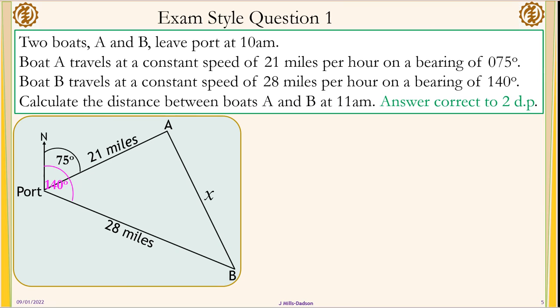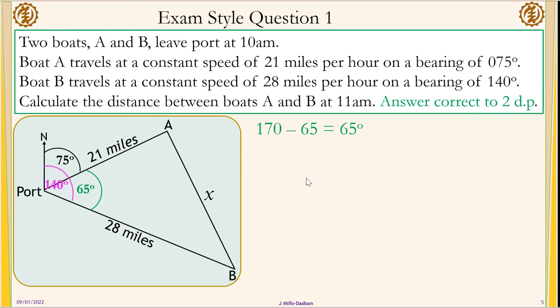Okay, so this is the sketch of the problem. This is the port. Boat A, 21 miles away from the port, bearing 75 degrees. Boat B, 28 miles away from the port, bearing 140 degrees. We're supposed to work out A and B distance, so I call it X. Okay, now to look at this carefully. I have a side, and I have an unknown side. If I'm able to work out the included angle, I'll be able to use cosine rule.